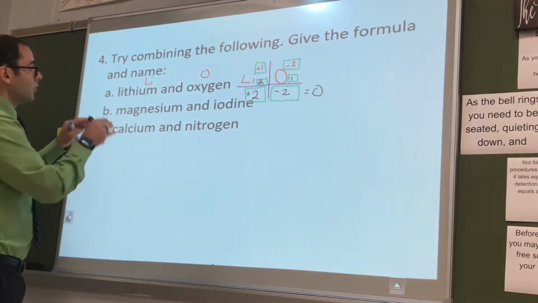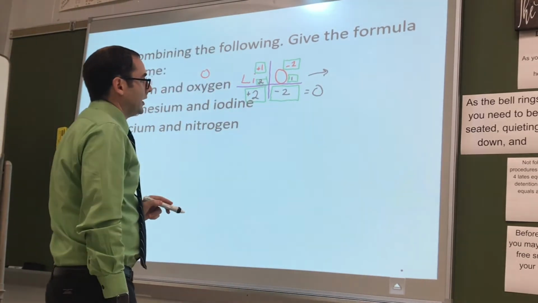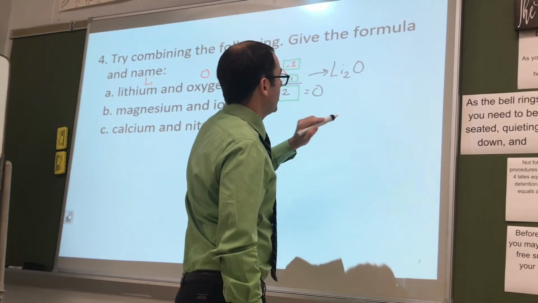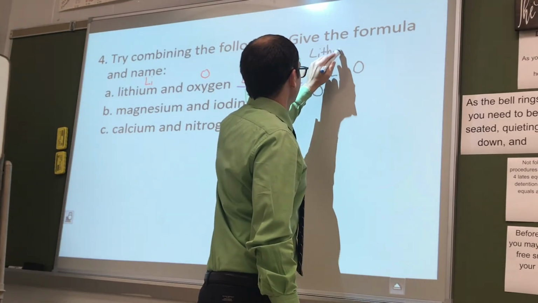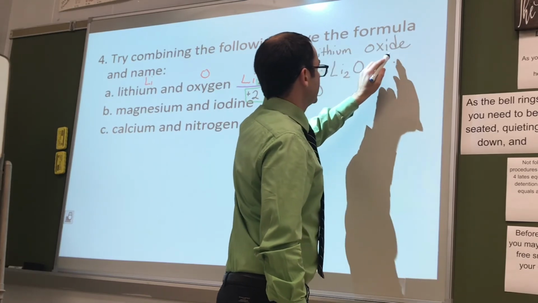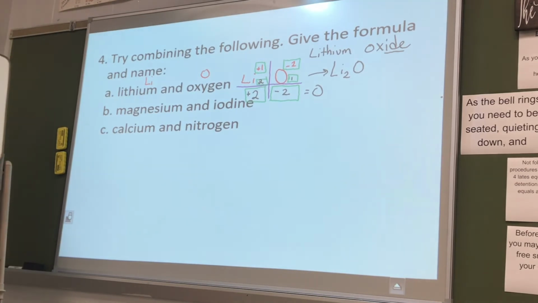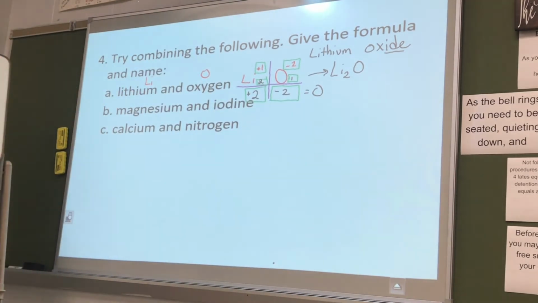Okay, so what's the formula gonna be for this lithium thing? Li what? Li2O. Good, and what would we call this? Lithium what? Yeah. Right, because you change the ending of the anion, the negative thing, to IDE. So we have our formula there, we have our name, and that's everything. Everybody cool with that? Why don't you try the next one?